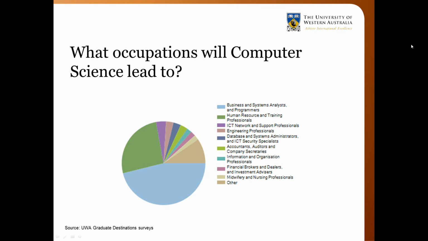So what occupations will computer science lead to? I'm not going to read them all out because there's quite a few here. The biggest sector is by far business and systems analysts and programmers. And probably the next sector worth mentioning is human resource and training professionals. There's some interesting things in here. Midwifery and nursing professionals also make a significant percentage of this chart, as do accountants, auditors, and company secretaries. So as you can see, this leads to a range of different outcomes.